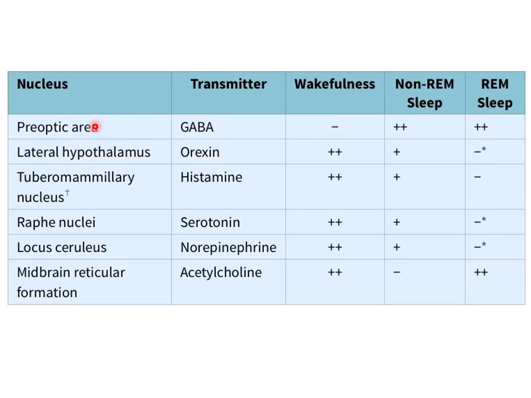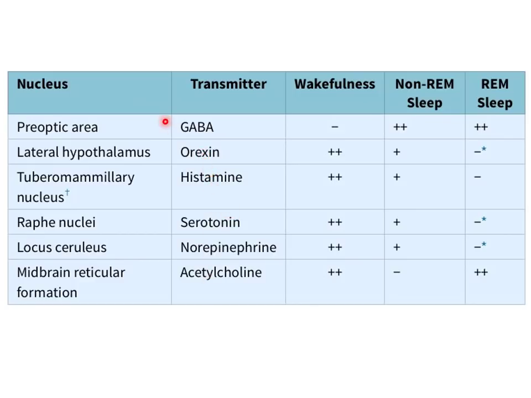That preoptic area that we've just referred to, the major neurotransmitter is GABA. And it turns out that these various neurotransmitters have markedly different activity at different levels of wakefulness and sleep. And notice that GABA activation from the preoptic area is most active in sleep, whereas the other regions are most active in wakefulness. That is, all of these tend to be active.